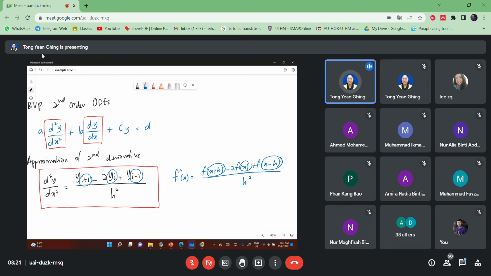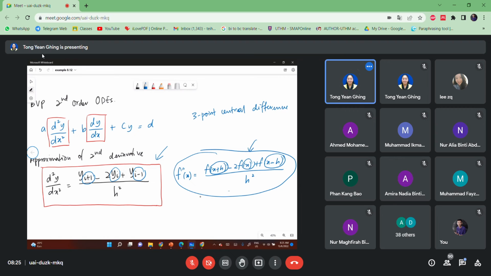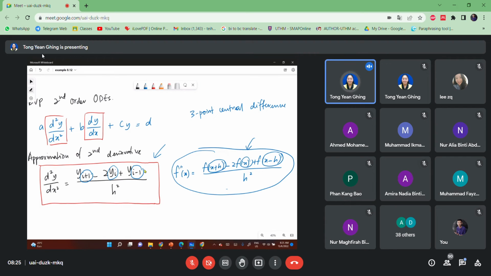Okay, this formula, if let's say it comes out in the finals, will be given. But this one is not given, so you have to memorize this one. If you cannot memorize it, then you refer to the second derivative of the 3-point center, the central difference formula. To emphasize, you have to remember this one.